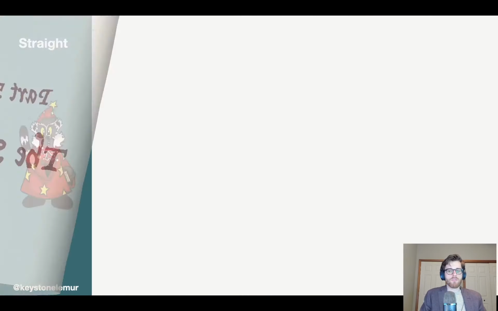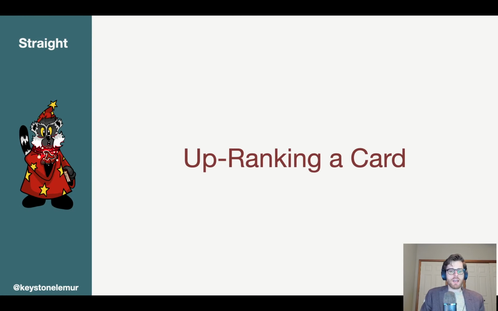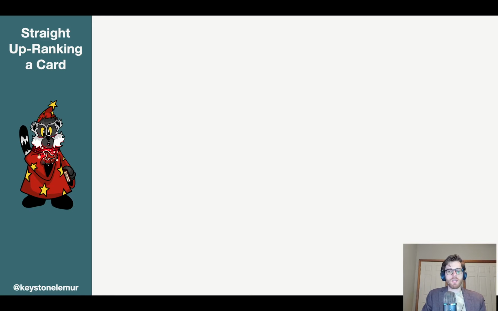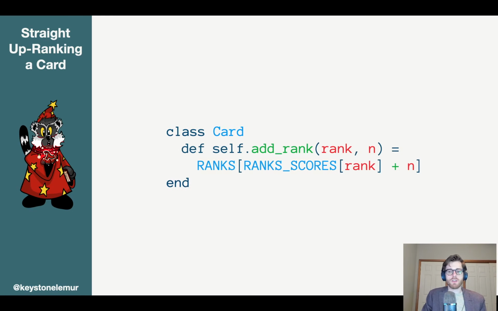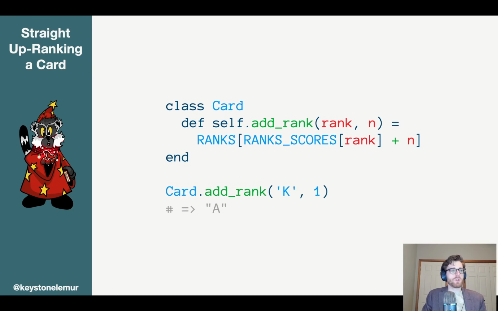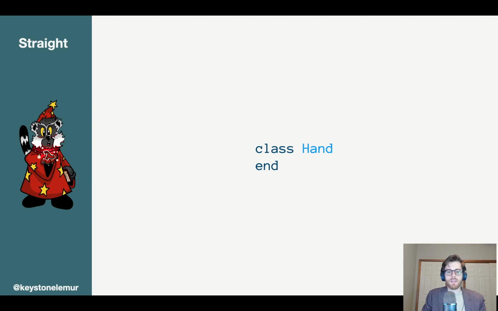Next, we have a straight, or all cards in ascending rank. But to start out with, we want to know what the next card in the sequence is to see if it constitutes a straight. So this one's a bit more complicated. Let's start by upranking a card and going back to our card. Now we want a class method to allow us to add 1 or n to any rank. Typically this is just 1 for basics, but we are going to want to add more than just 1 here. If we were to use that as an example for add rank, we could add 1 to king and get back an ace.